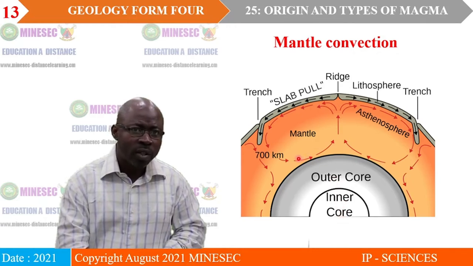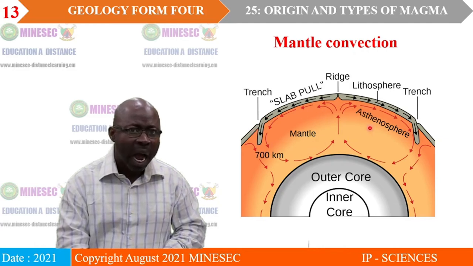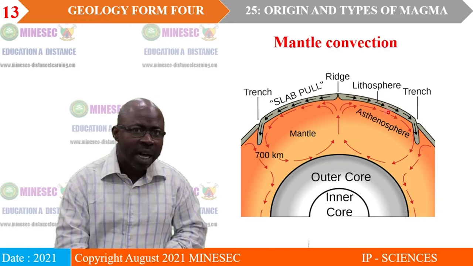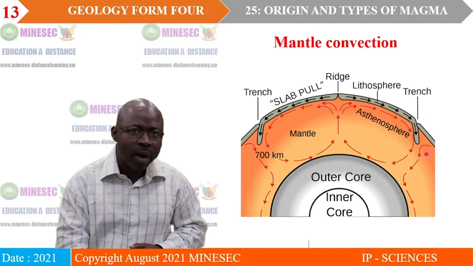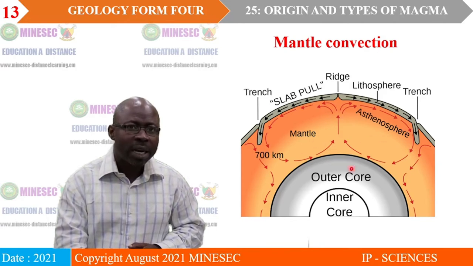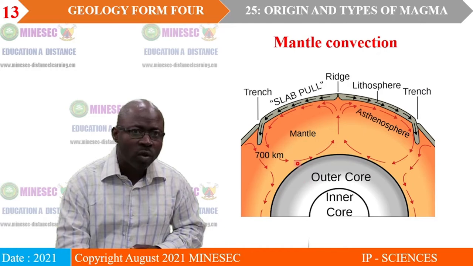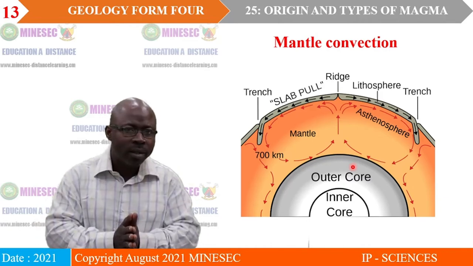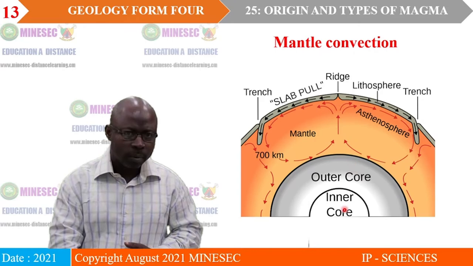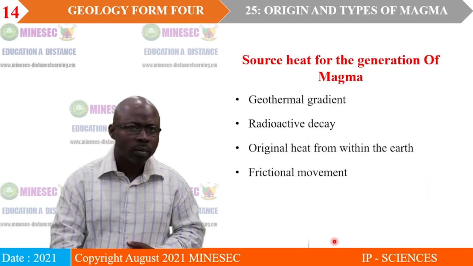When you look at it, you see arrows moving in a circular manner, up and down continuously in the mantle around the asthenosphere, because the asthenosphere is a portion of the earth where movement is made possible. This continuous upward movement of material within the mantle is what we refer to as mantle convection, and it leads to the production of magma. So this diagram explains how mantle convection takes place.